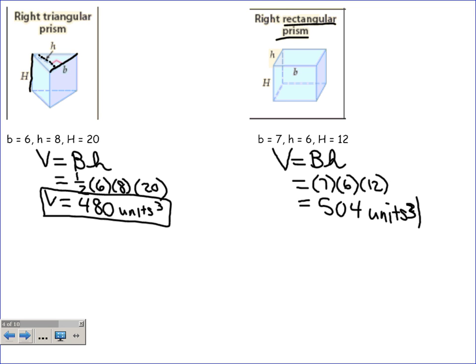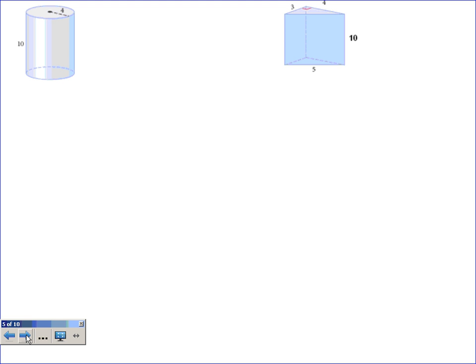Look at all those hands. Look at all those hands. Look at them all. That's awesome. Okay. Next, we have a cylinder. Awesome. Here we go.